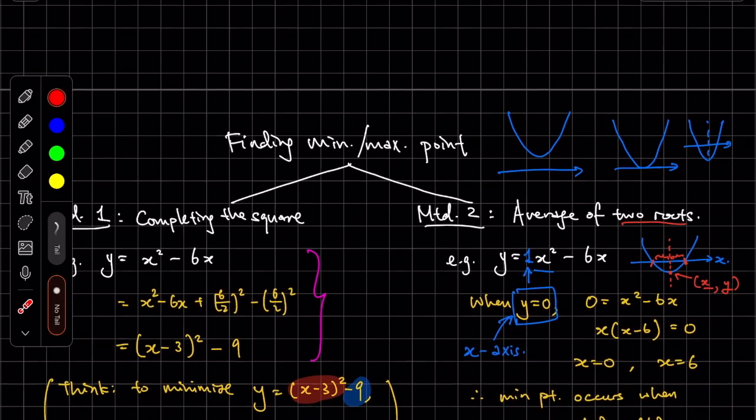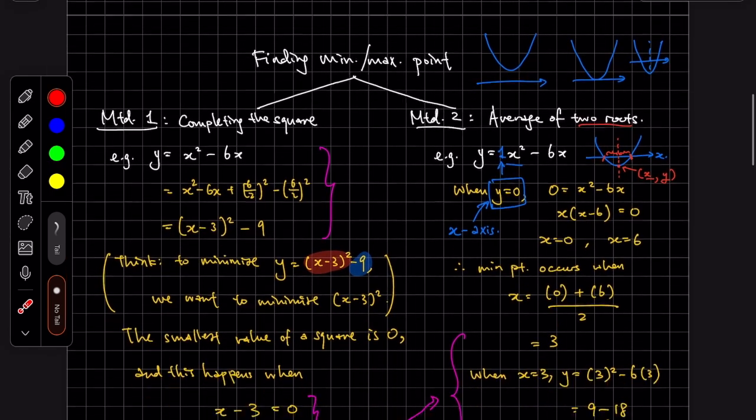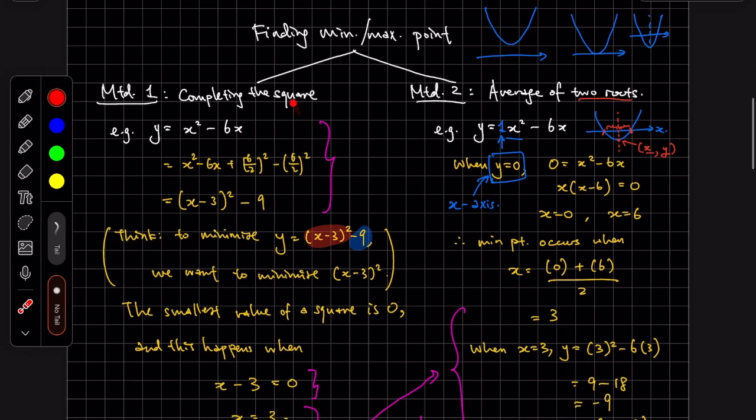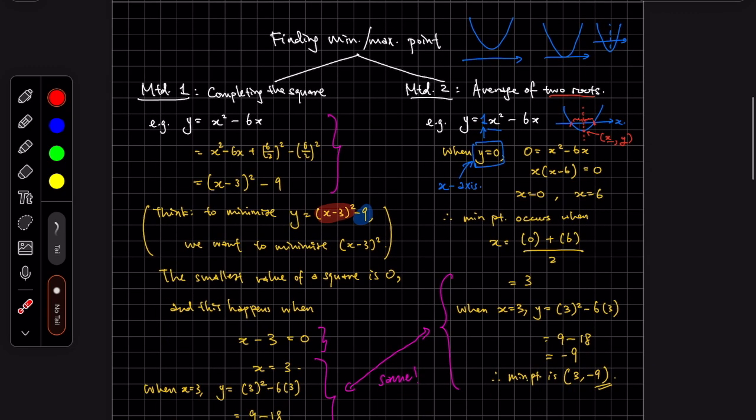So my advice is try both methods during practice. They are not too difficult. Anyway, completing the square, I think, is quite easy to remember. If you don't remember, then this is a good chance for you to practice your completing the square. So that's finding the minimum and maximum point.